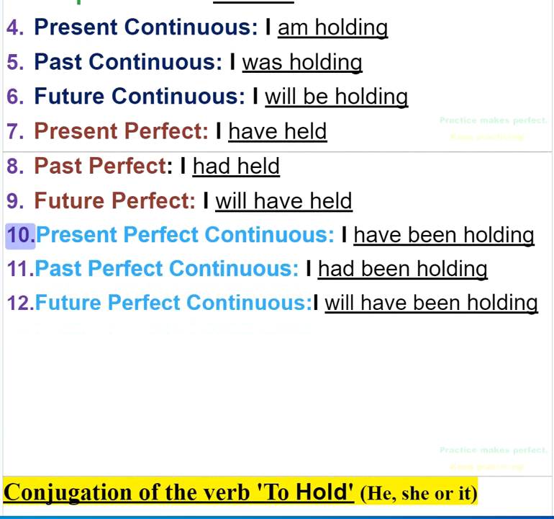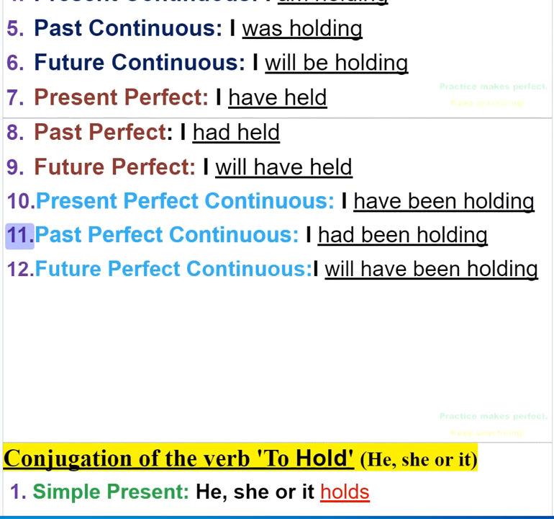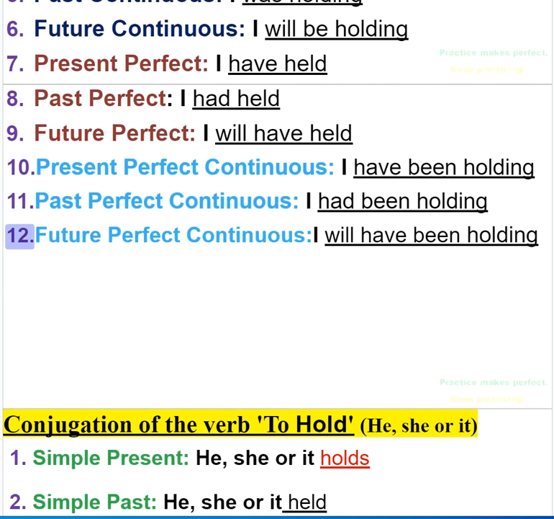10. Present perfect continuous, I have been holding. 11. Past perfect continuous, I had been holding. 12. Future perfect continuous, I will have been holding.